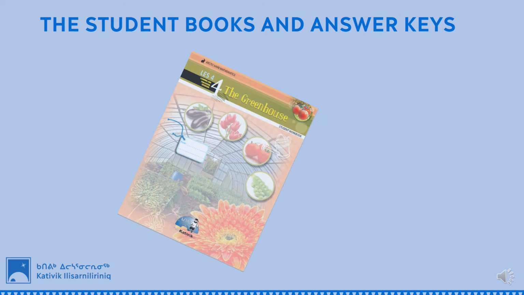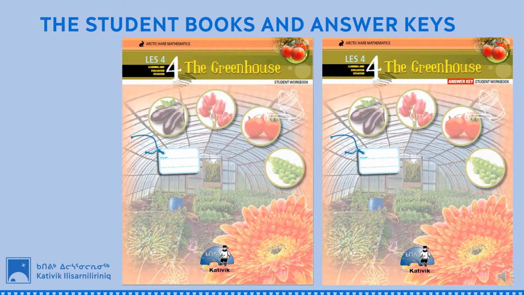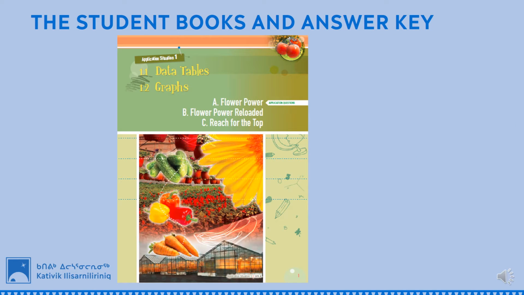Let's focus on the student books and answer keys for the KI Cycle 1 math program. The student books have a straightforward approach. Essential knowledge is built slowly in each section of the LES. Concepts are grouped in a progression of learning that will lead to application questions, which evaluate students' mathematical reasoning, or Competency 2.